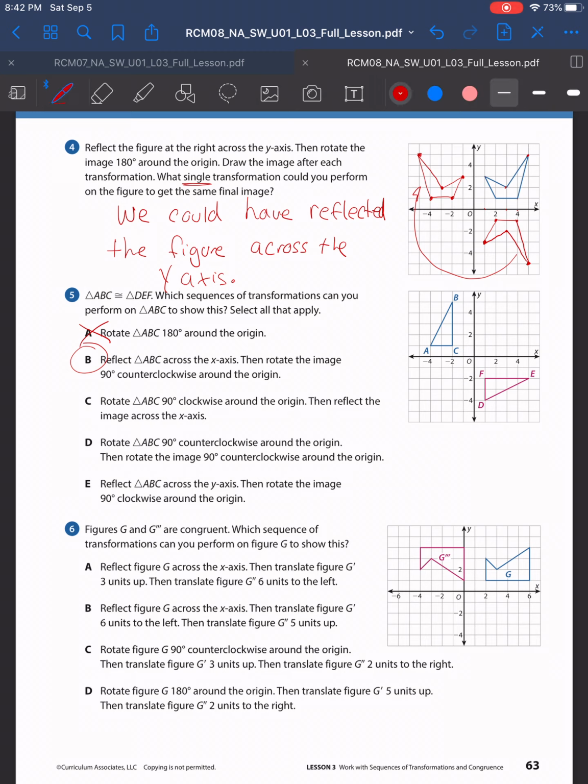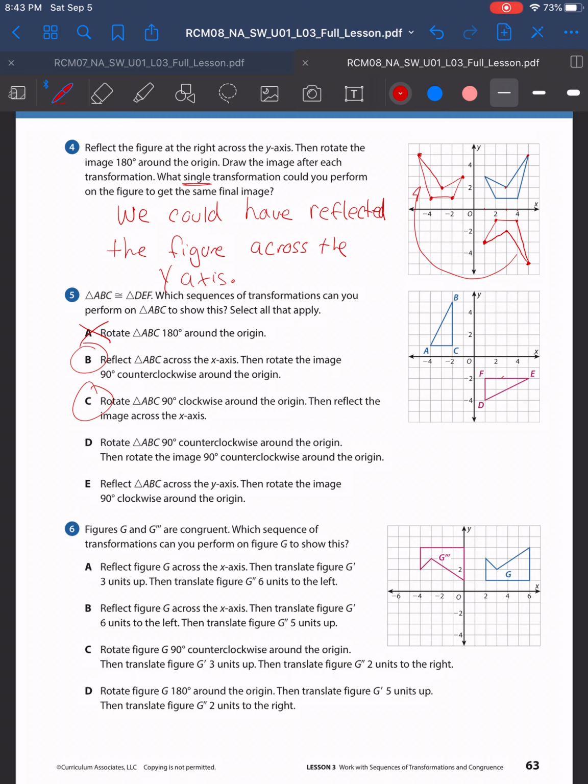Okay, C. Rotate ABC 90 degrees clockwise. Okay, so clockwise is this way. So if I were to rotate this 90 degrees clockwise, it looks something like this. And then reflect it across the x. Well, let's see here. If I reflected that across the x, it looks like it'd be the same shape in the same spot. Maybe it's gotta go like that for the rotation, because this is up 2, and this would have to be up 2. Okay, so then if I reflected that over here, it would land perfectly on top of each other. We like C.